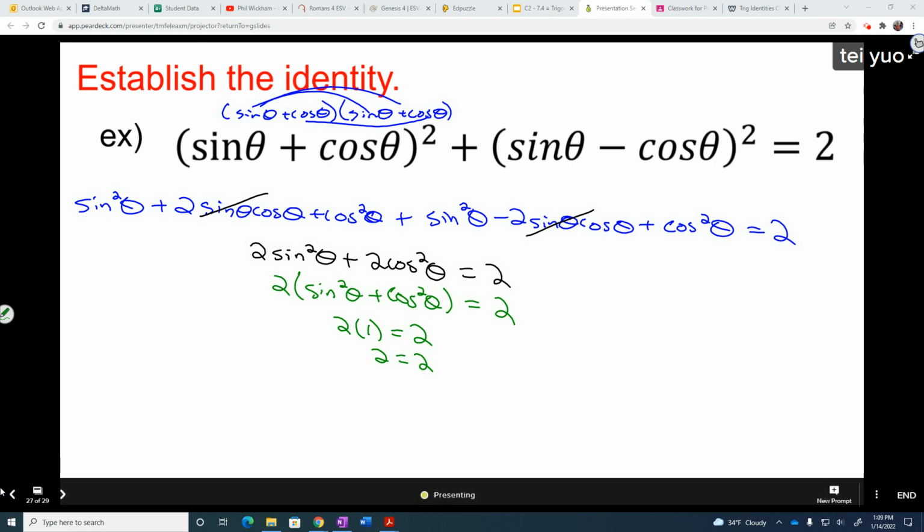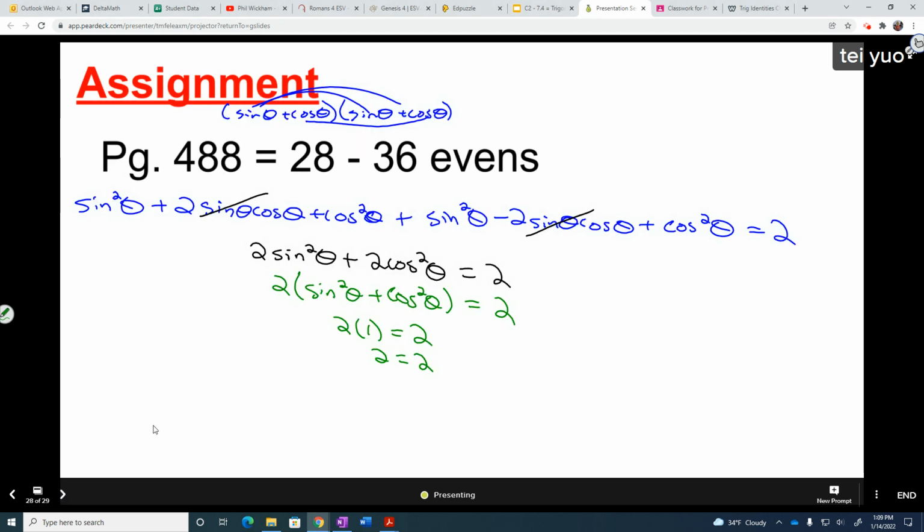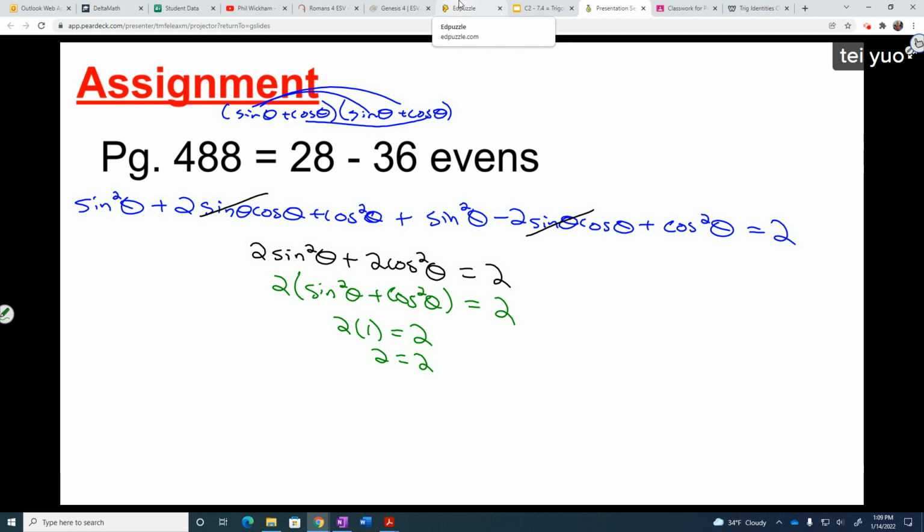So for the rest of the period, you guys got to work on the problems. You should be able to get them done before you leave. So I hope you don't have any homework over the weekend. We're going to do 28 to 36, the evens. 34 can be a bit tricky, so let me know if you're getting stuck on 34. Eventually later I'll tell you how to do it. But go ahead and try those out.